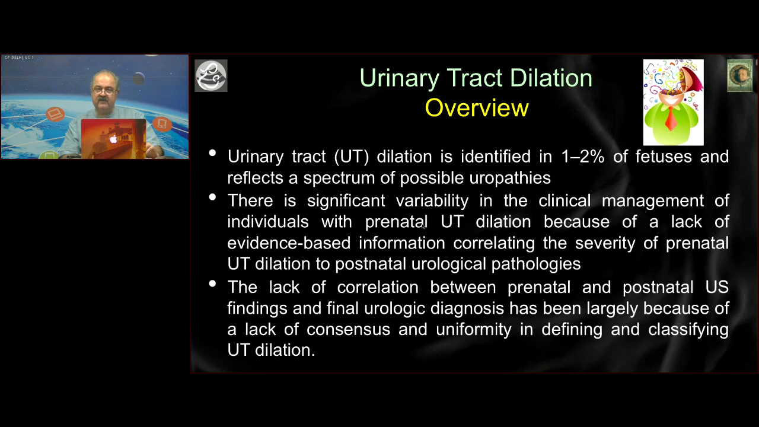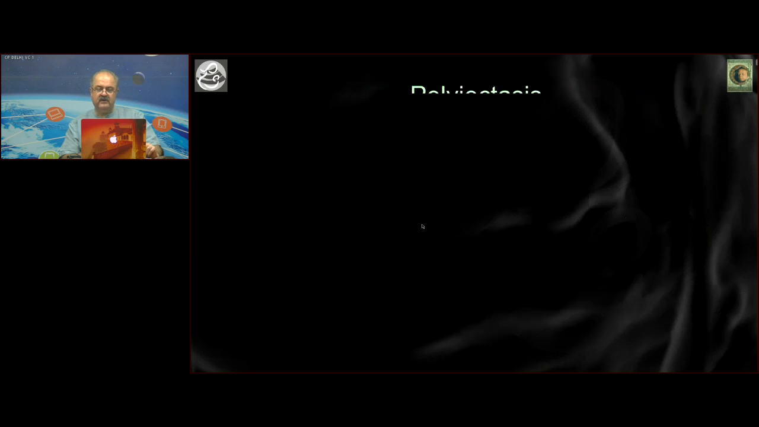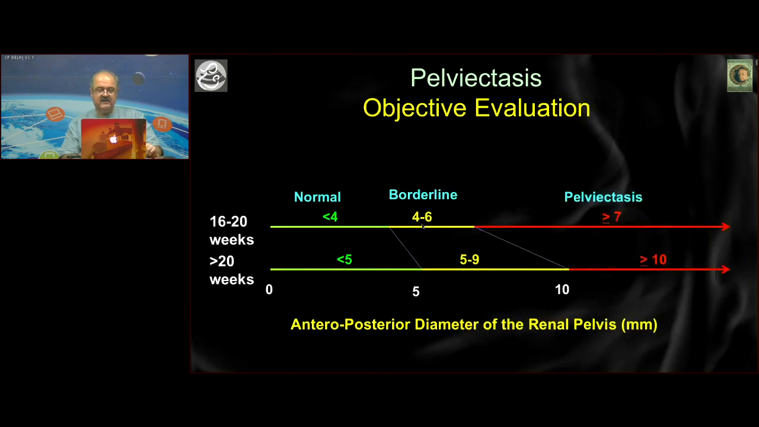But one of the problems is that we've never been talking on the same page, and let's see what these pages were all about. Long ago, Peter Doubilet again gave us this. And he said, you decide whether you're before 20 weeks or after 20 weeks. The cutoff for normal is 4 millimeters and less at less than 20 weeks and less than 5 millimeters after 20 weeks. He labeled 4 to 6 as borderline before 20 and 5 to 9 after 20, and more than 7 as pelviectasis at 16 to 20 weeks, and more than 10 as pelviectasis after 20 weeks.